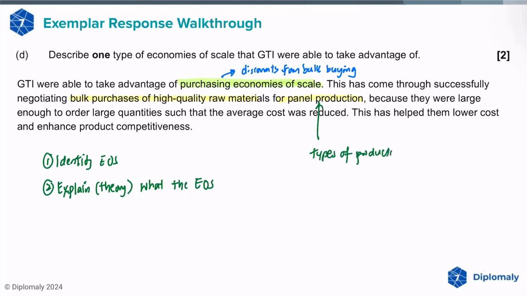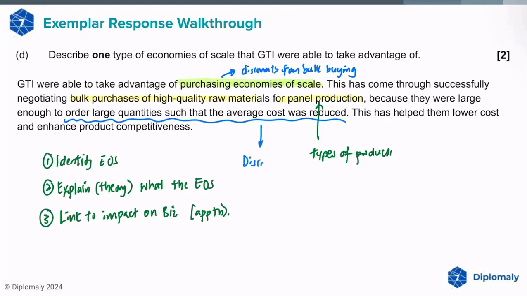And in the third sentence, that's when you want to link to impact on business, again, to show a bit more application. So if you take a look at the third sentence, or the second half of the second sentence, it says that they were large enough to order large quantities such that average cost was reduced. So this is demonstrating GTI being able to enjoy discount, which is obviously something that is enjoyed as a business is able to benefit from purchasing economies of scale.